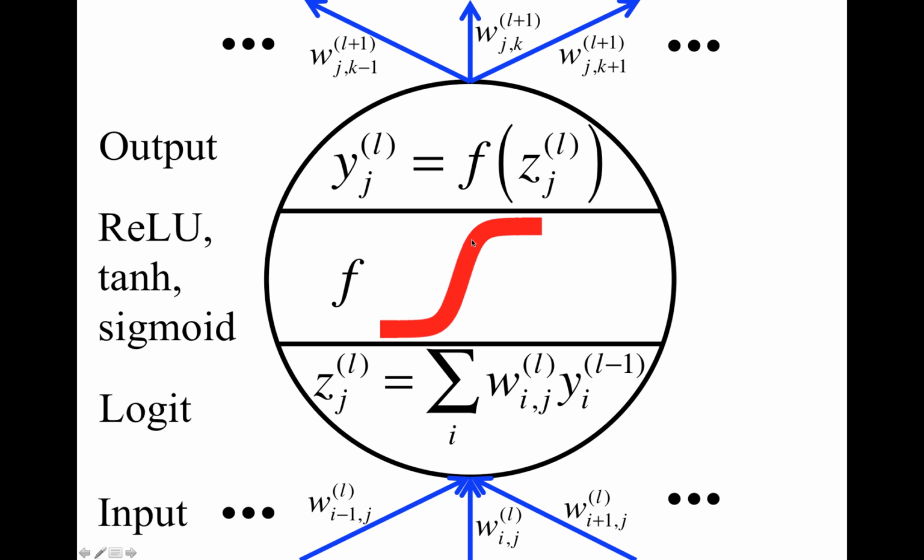The output of this nonlinear function, once you have picked one, takes the logit as its input and gives out one output. The output of this nonlinear function is denoted as y_j^L here. So it also has a subscript j and the layer index L. And this output is then used as one piece of input to the neurons in the upper L+1 layer.